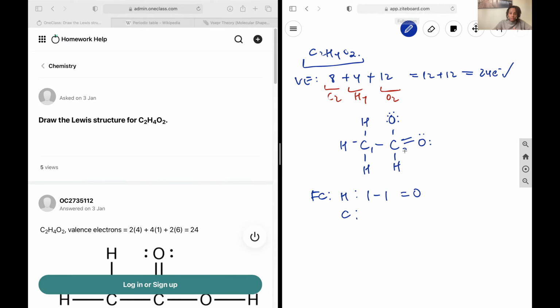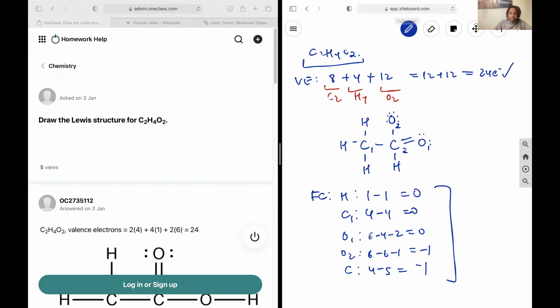On carbon 1 and carbon 2, because they have different configurations. On carbon 1, I have 4 valence electrons minus the 4 electrons in bonding pairs, yielding 0. So those are all checked out. These two have different configurations too. On oxygen 1, I have 6 minus 4 minus 2, 0. Oxygen 2, I'm going to have 6 minus 6 minus 1, negative 1. And on carbon 2, I'm going to have 4 minus 5, yielding negative 1.